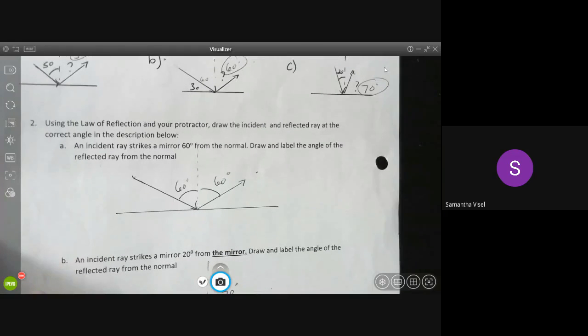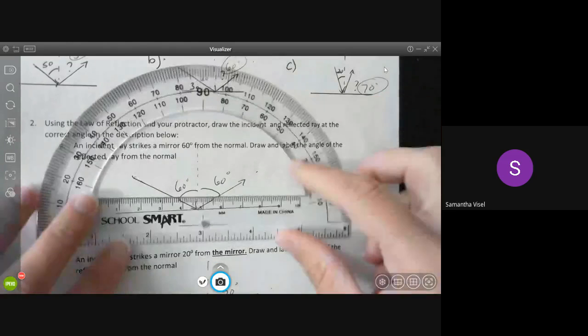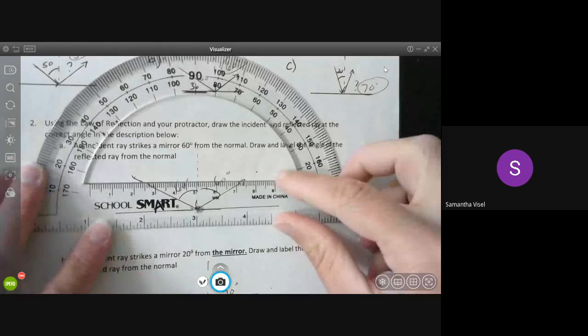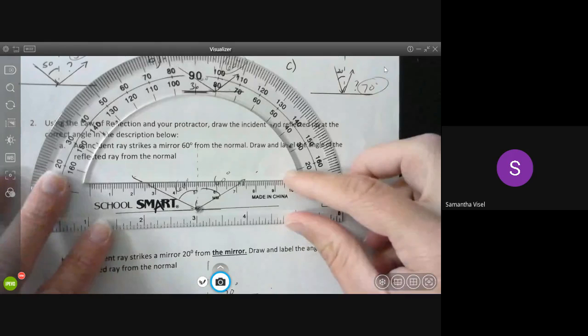All right, so for 2, we had to draw law of reflection where the ray strikes a mirror 60 degrees from the normal. So my angle of incidence should be a little bit longer than 45 degrees here. And the angle of reflection should be equal to the angle of incidence. So it should also be 60 degrees here. So when I line up my protractor to check things over.